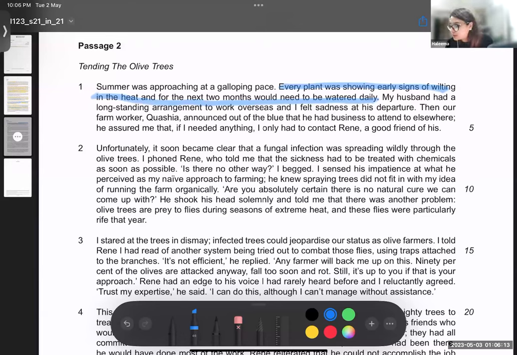B says the husband's arrangements were long standing. So you have to give a phrase from within the passage, used later in the paragraph, which conveys the opposite meaning. So the husband's arrangement was basically a long standing one. When it says that he had a long standing arrangement to work overseas, that means something that has been decided a long time ago. Okay, so if this is something that has been decided a long time ago, then you pick out anything from paragraph one that implies that this is something very instantaneous, very in the moment.